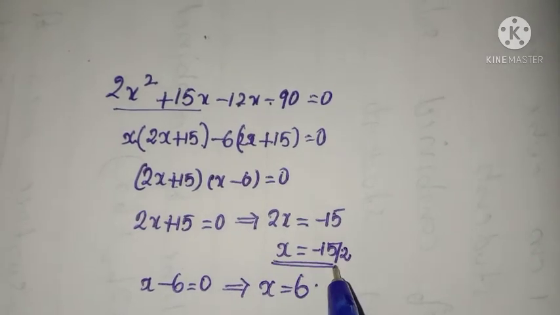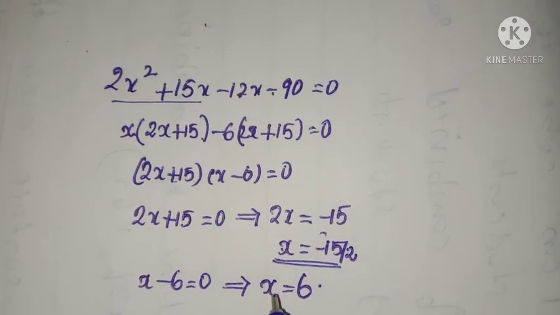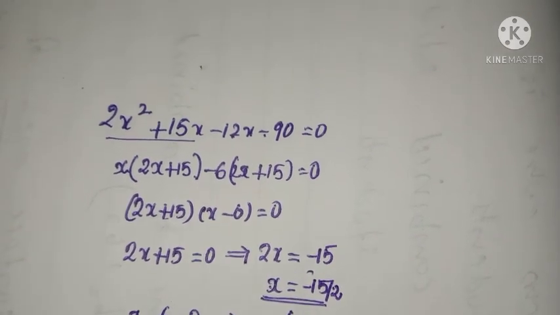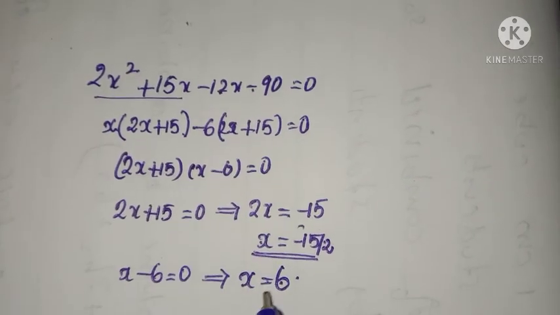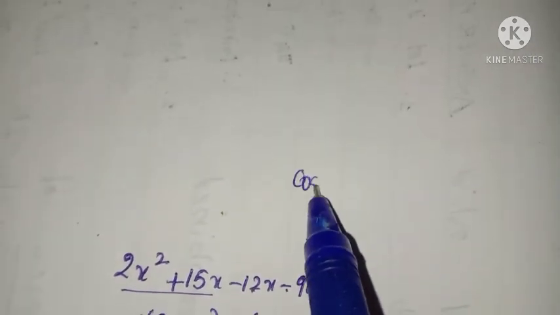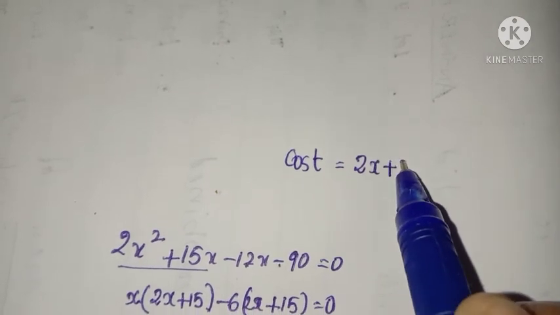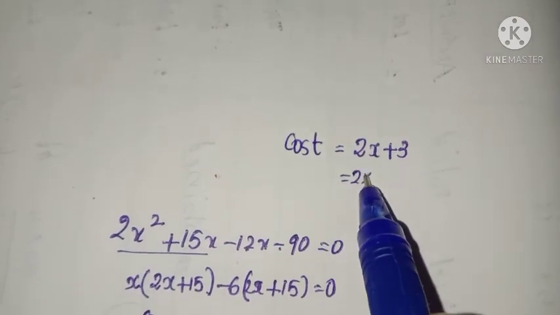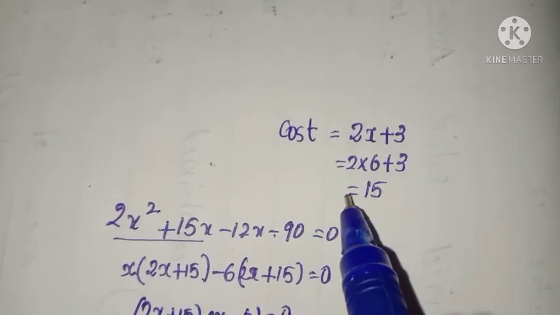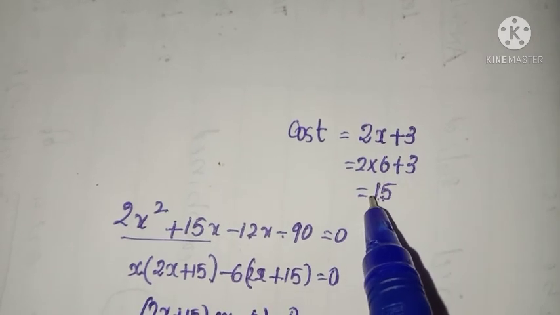Here negative value is not possible because x is the number of articles. So let us take x equal to 6. Number of articles is equal to 6. And also we want to find what is the cost of each article. Cost is given 2x plus 3. That is 2 into 6 plus 3 gives 15. So rupees 15 is the cost of each article produced.